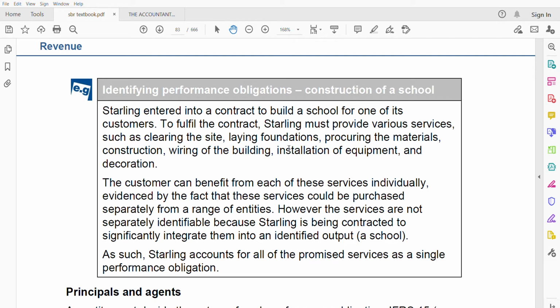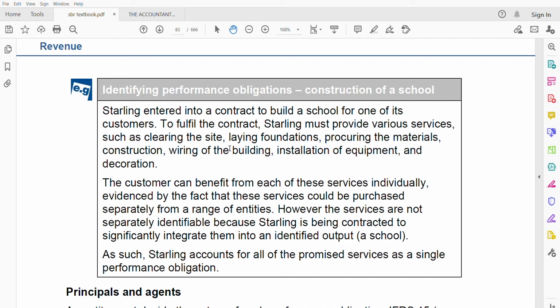For example, as a standalone, you cannot benefit. For example, if you're wiring a building, you just wire the building and keep it as it is. What is the benefit? You should do other things also with it. You need the help of other things with the wiring. Just wiring of the building will not give you any benefit. You have to do installation of equipment. Everything is integrated. They have to be done together. Then only that wiring of the building will be helpful.